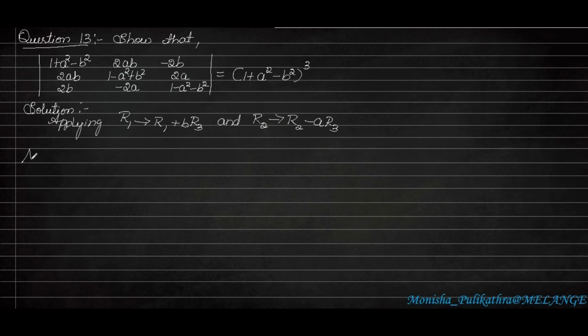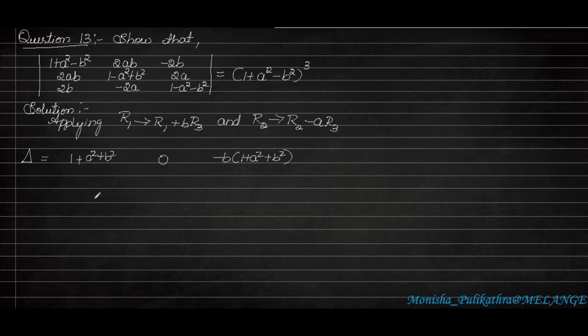Okay. So delta is equal to, when we apply this R1 plus B into R3, for R1 we have to take R1 plus B into R3. Okay. So B into R3 means 2B into B will become 2B square. Okay. So when I take that, we will get the answer like 1 plus A square plus B square, because minus B square plus 2B square is minus 2 plus 2B square minus B square is 1B square. So that B square will come here. So here 0. So next is minus 2B. So here it will become minus B into (1 plus A square plus B square). So this is for the first row.